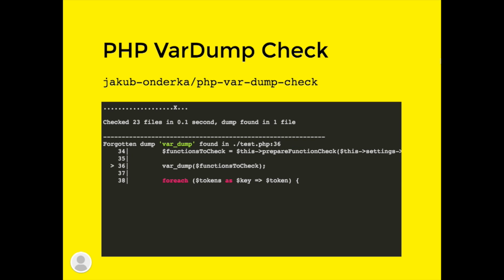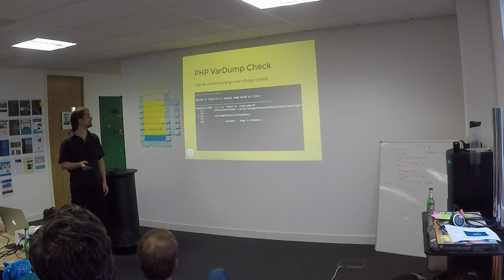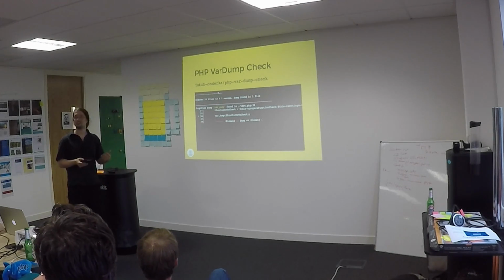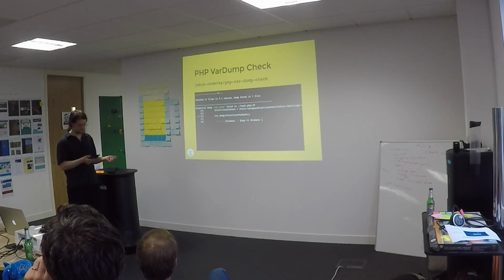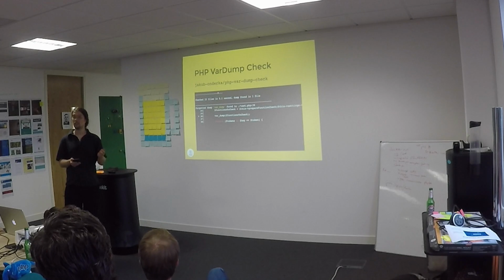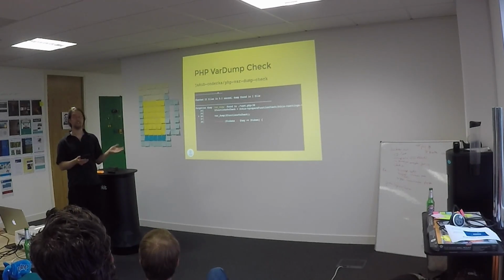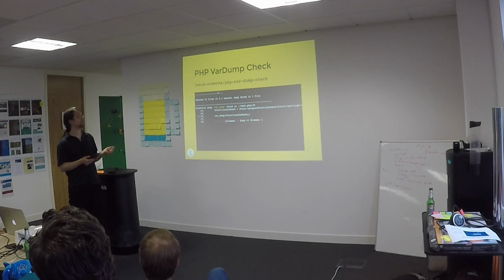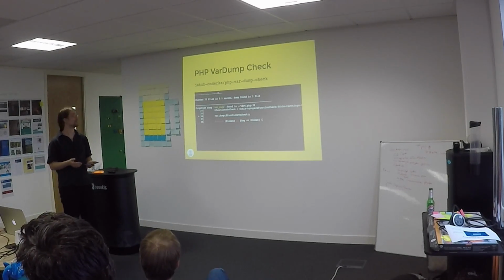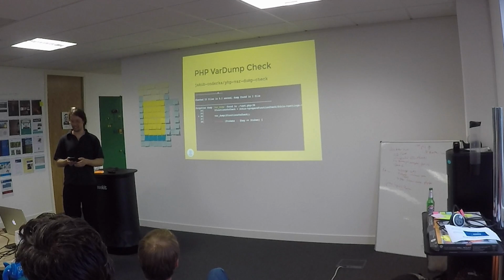PHP VarDump Check. I'd like to think no one leaves VarDumps lying around in their code, but most of the code bases I come to have plenty of them. This scans the entire thing, looks for var_dump, print_r, things like that. But it also looks for the Ladybug dumps, Tracy dumps, Zend and Symfony dumps. Oh, and Laravel dumps as well. Just to make sure you're not going to commit code with those still in it.